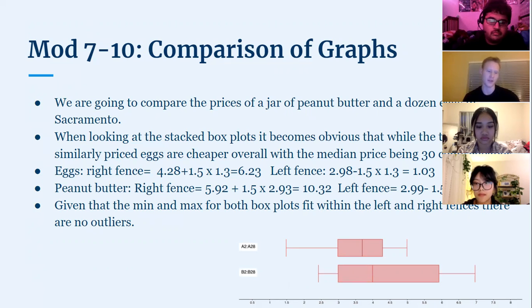Now that we have the IQR, we plug it into our formula and find that the eggs' right fence is $6.23 and the left fence is $1.03. For the peanut butter, the right fence is $10.32 and the left fence is negative $1.41. Given the min and max for both data sets fit within their respective fences, there are no outliers.